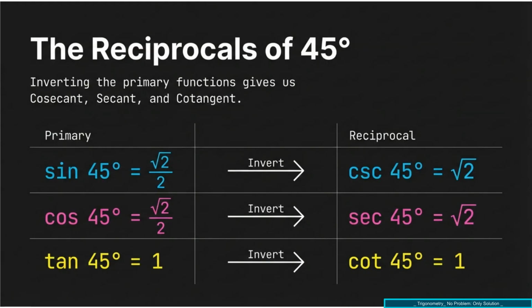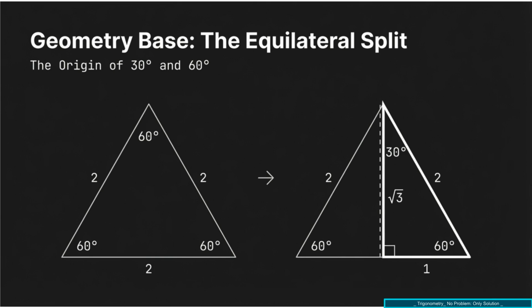Inverting these primary functions gives us the reciprocals of 45 degrees: cosecant, secant, and cotangent. Next, we examine the equilateral split, which is the origin of 30 degrees and 60 degrees. Splitting an equilateral triangle creates two right triangles.